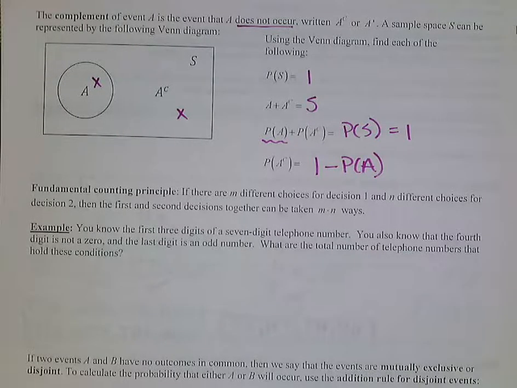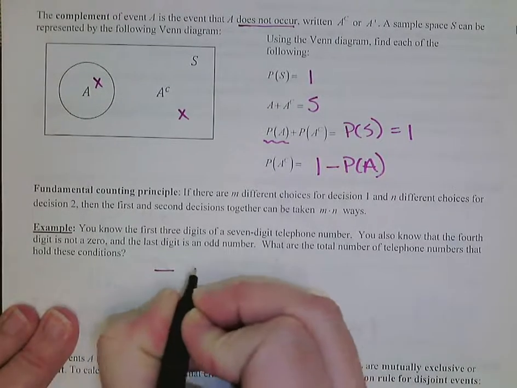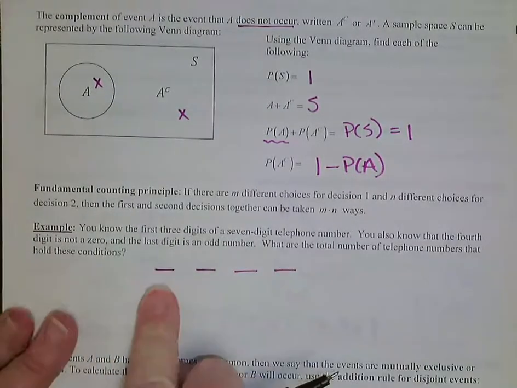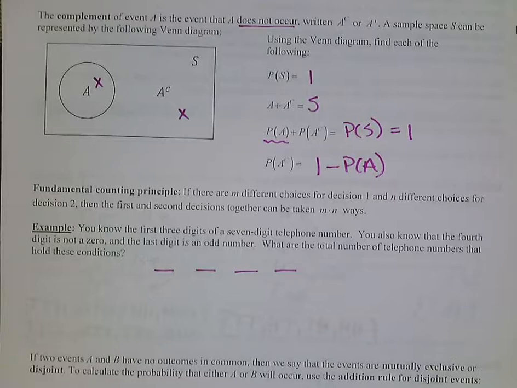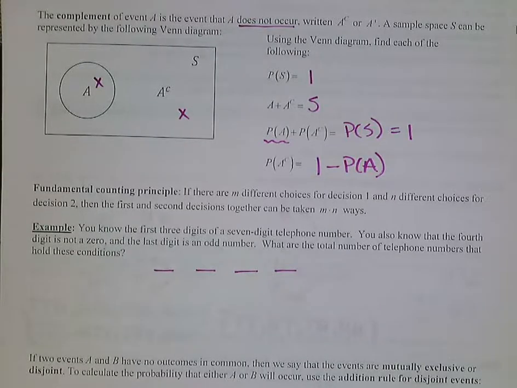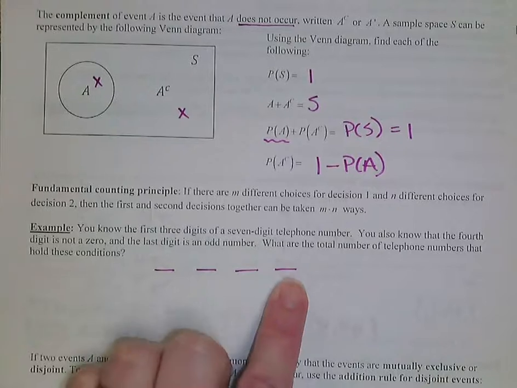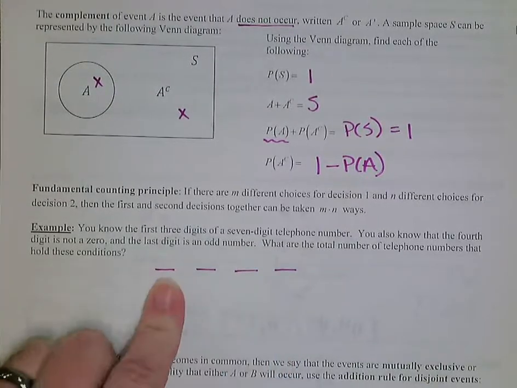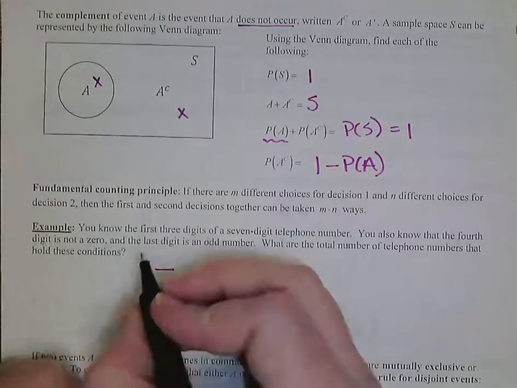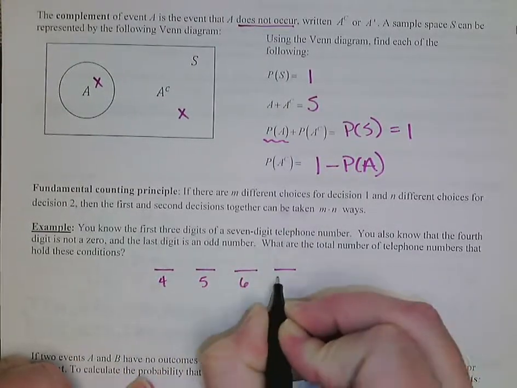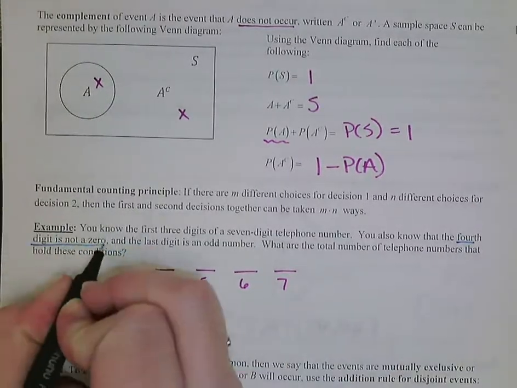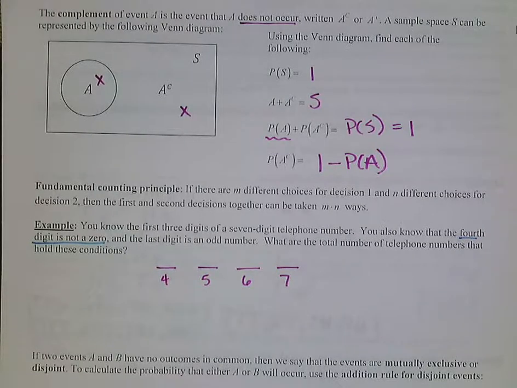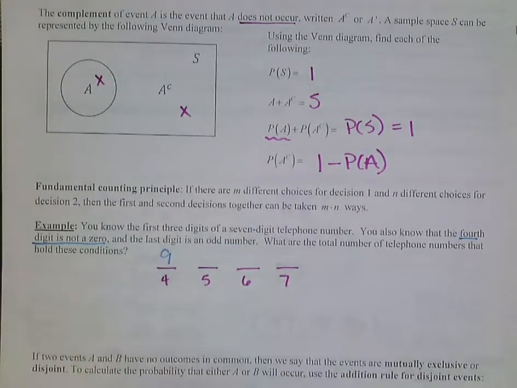So what I'm going to do is put a mark for each of the 4 digits. We have 4 mystery digits at the end of our telephone number. We know that the 4th digit would be here, because we know the first 3. So this is digit 4, digit 5, digit 6, and digit 7. We know that the 4th digit is not 0. Well, that means there are 9 different numbers that the 4th digit could be, 1 through 9, anything but 0. So there are 9 different possibilities for digit 4.